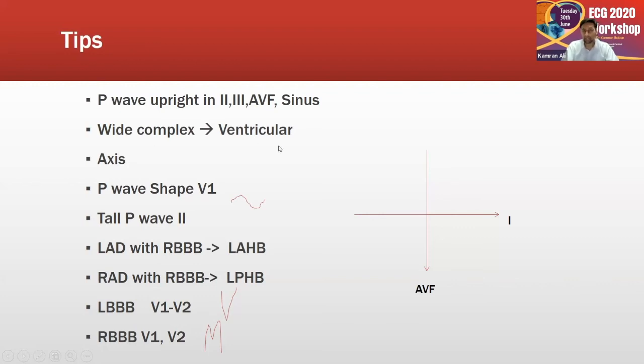Whenever there's wide, look at the shape in V1. If it is a large, broad-based pattern like this, it's a left bundle branch block. And if it is an RSR prime in V1, then it's a right bundle branch block. Look at the axis along with it. For that, you need to look at lead 1 and aVF, and that will tell you what the axis is. Then you can define whether there is a left anterior or posterior hemiblock based on the axis along with the bundle branch block.